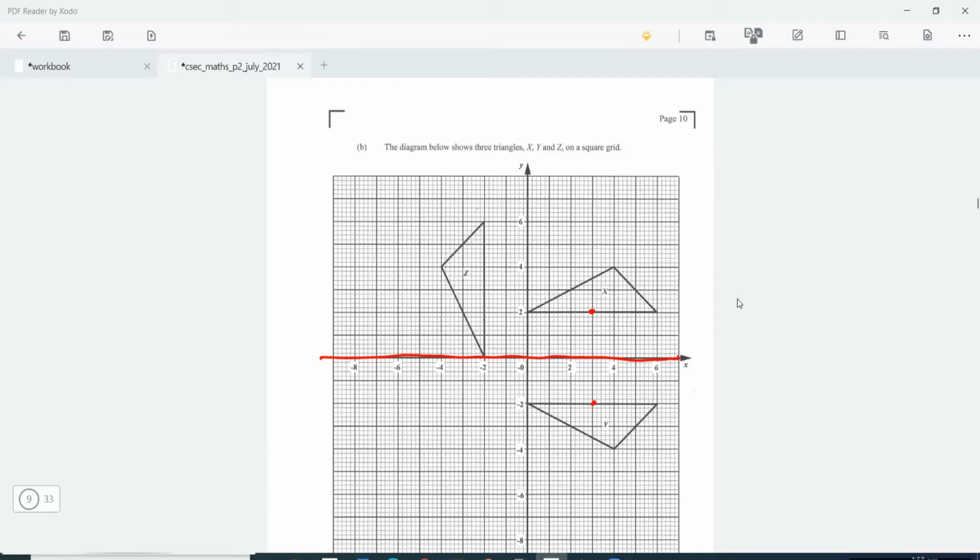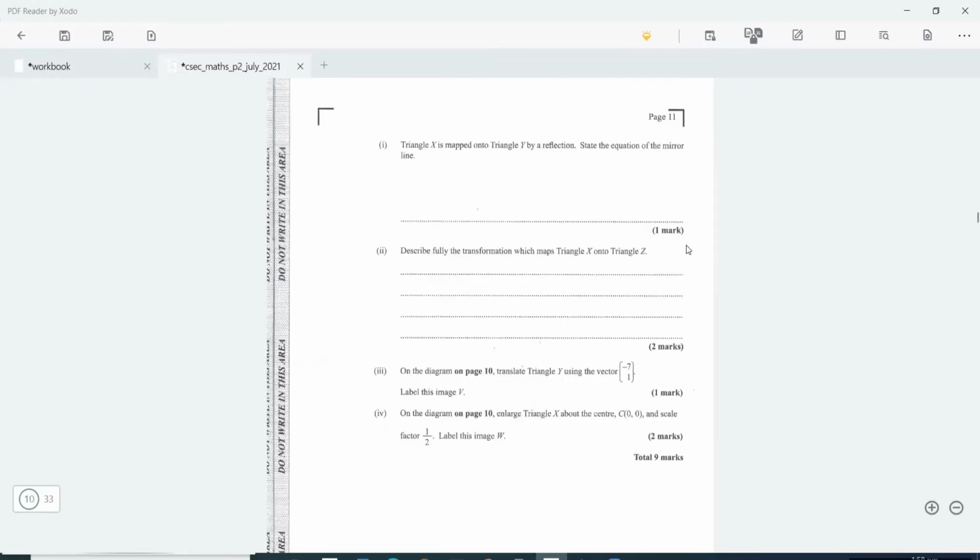So what's the equation of this line? This line has equation y equal to 0. You might say, what? Yes, y is equal to 0. The x-axis is the line y equal to 0. So that's going to be the equation of the mirror line. Nice. Now it says, describe fully the transformation that maps triangle X to triangle Z.